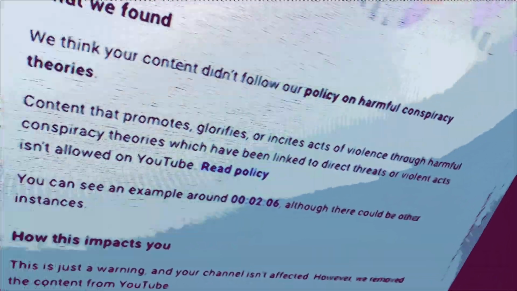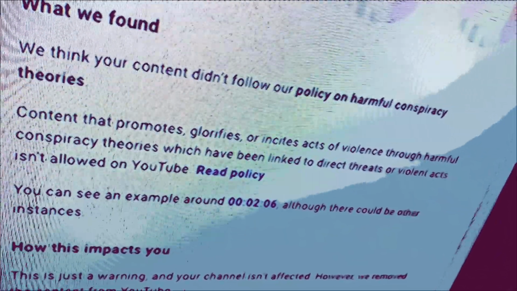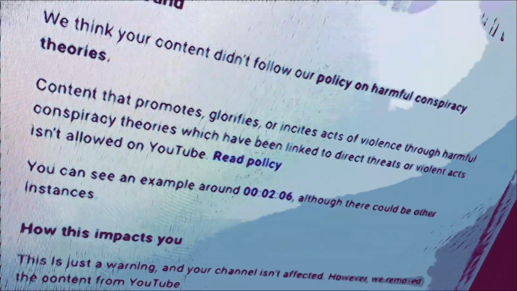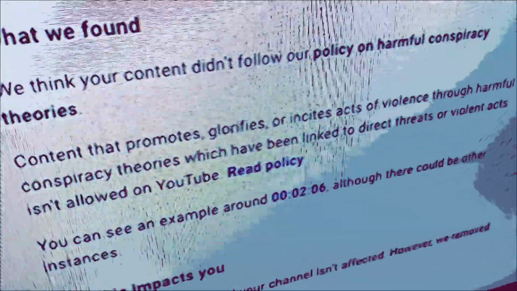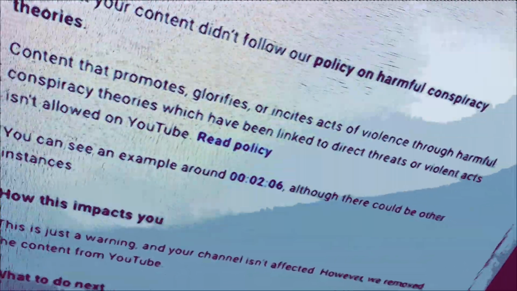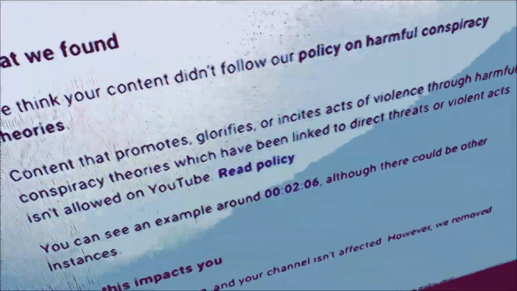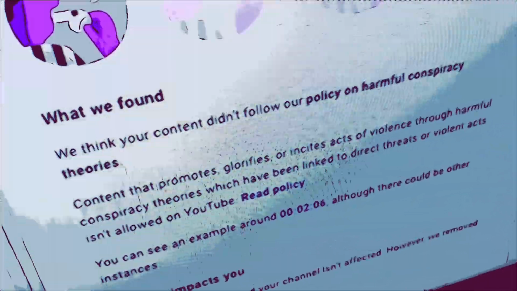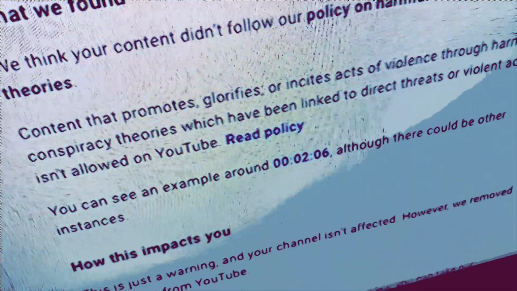So my piece does exactly the opposite of that. It doesn't promote, glorify, or incite acts of violence through harmful conspiracies. It points to those acts of violence and insurrection that were committed on January 6th, and it puts it in a form that is funny and immediately accessible, but it tells the story in a way that brings a lot of the material to light that might be more difficult to talk about if it wasn't framed in a comic and cartoon form.